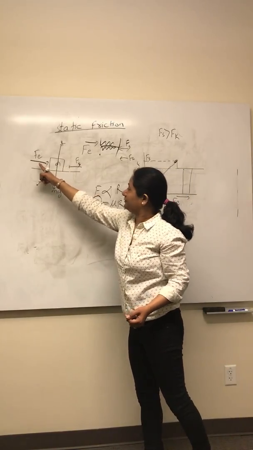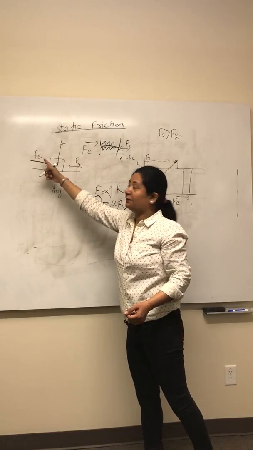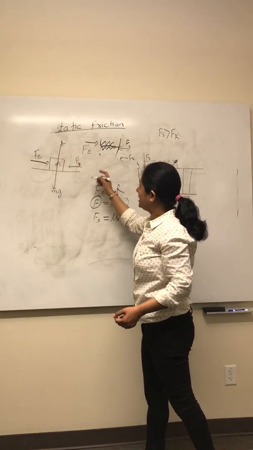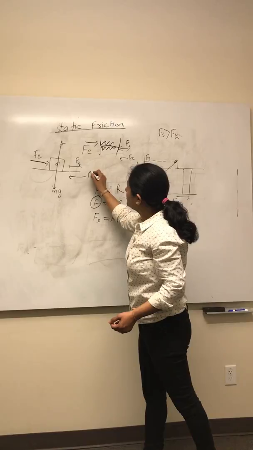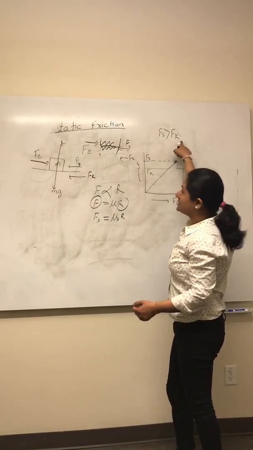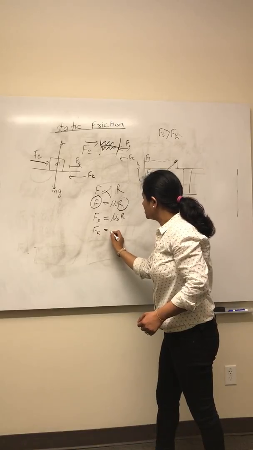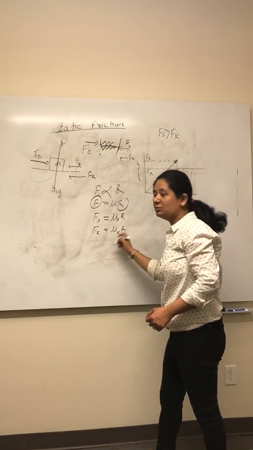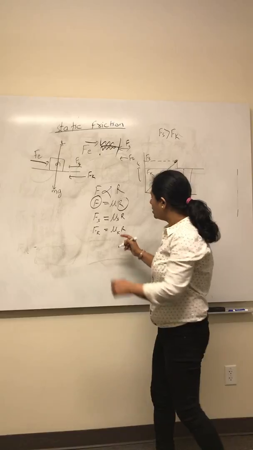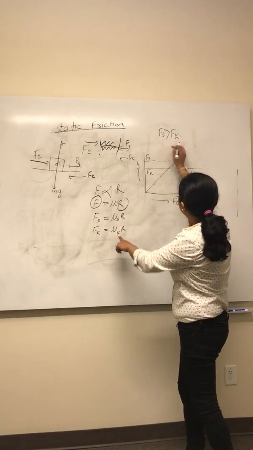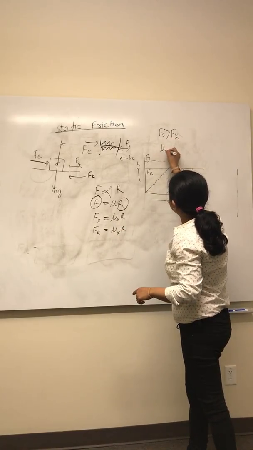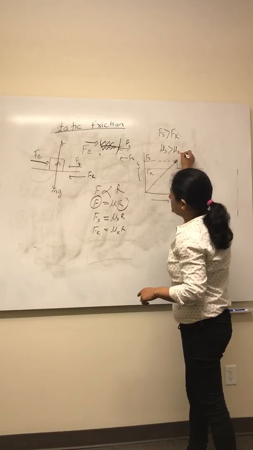Whereas if this force Fe is enough to overcome Fs, the body slides, and the frictional force that comes into play is the kinetic friction, which is less than the static friction. In that case, the kinetic friction is the product of mu k and R, where mu k is the coefficient of kinetic friction. So from here and here, we can say that the coefficient of static friction is greater than the coefficient of kinetic friction.